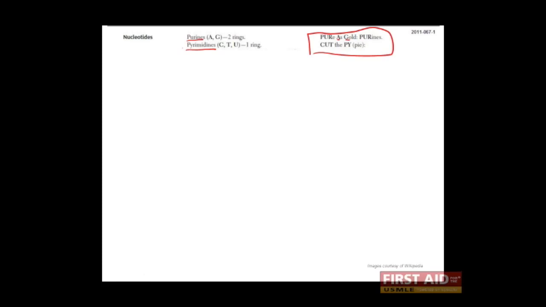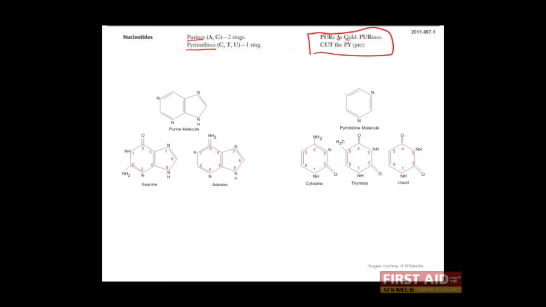Now let's look at the actual chemical structures of the purines and pyrimidines. Here they are. Now note that guanine and adenine have two aromatic rings, whereas cytosine, thymine, and uracil only have one aromatic ring. Now in DNA, adenine interacts with thymine via two hydrogen bonds. Guanine, on the other hand, interacts with cytosine via three hydrogen bonds.